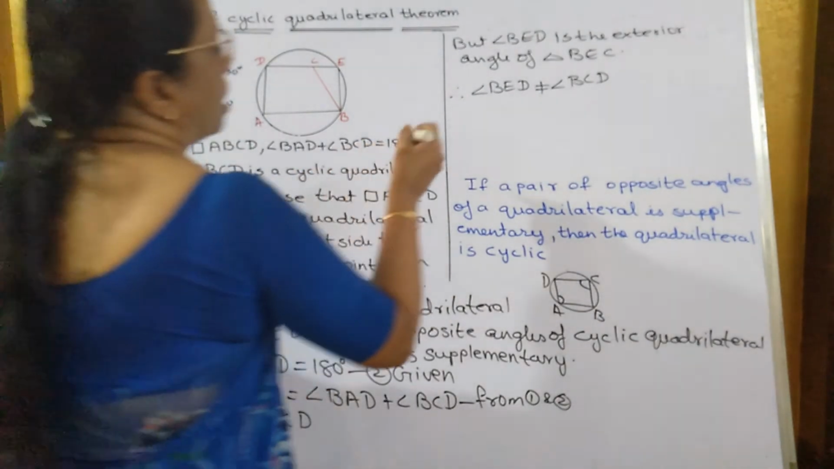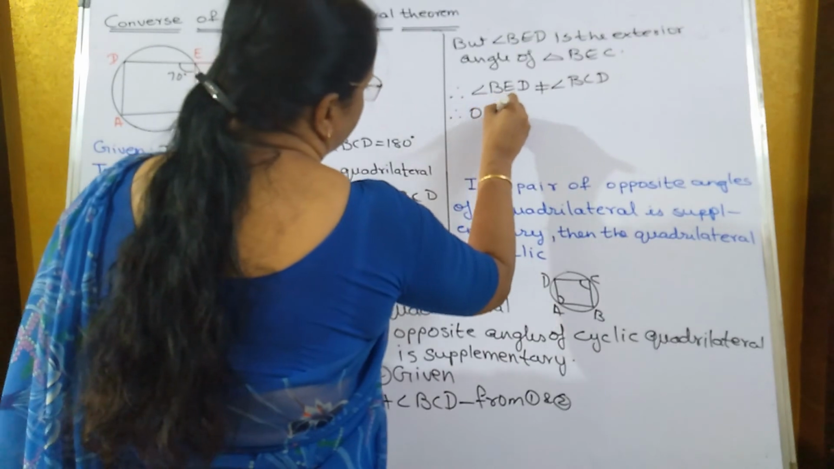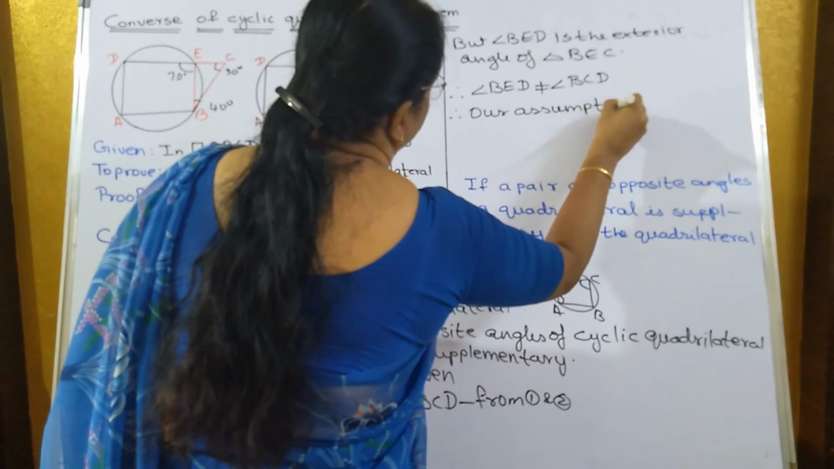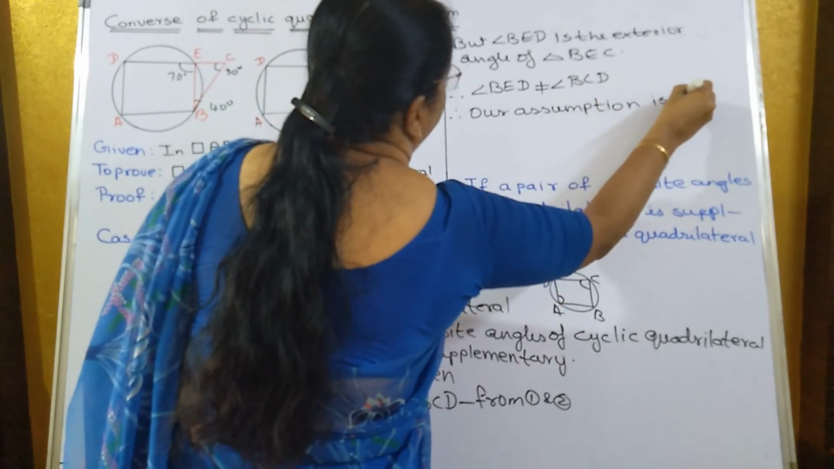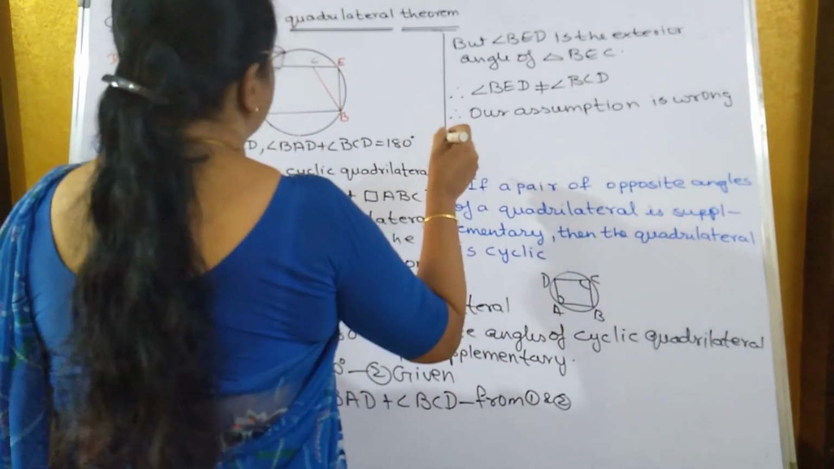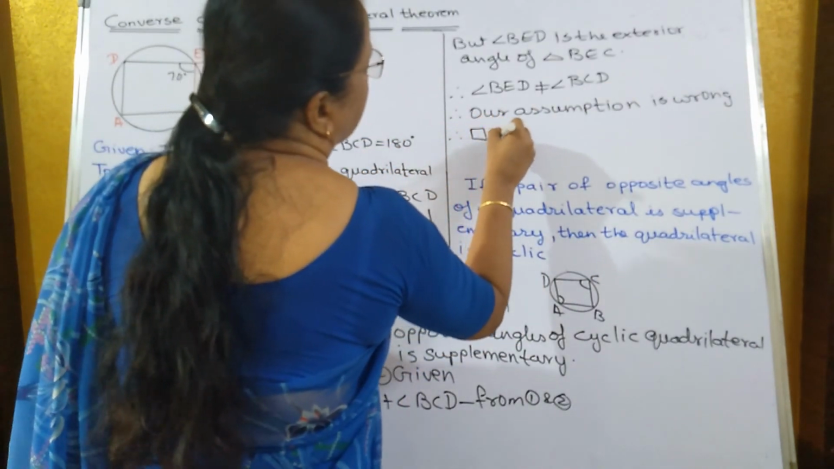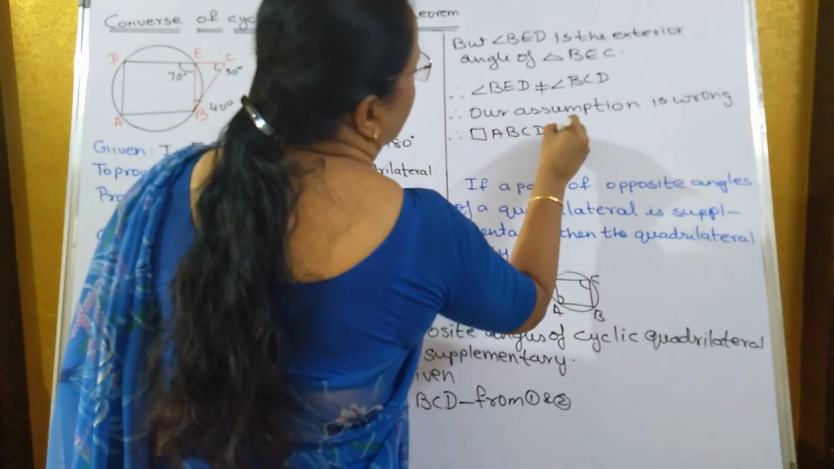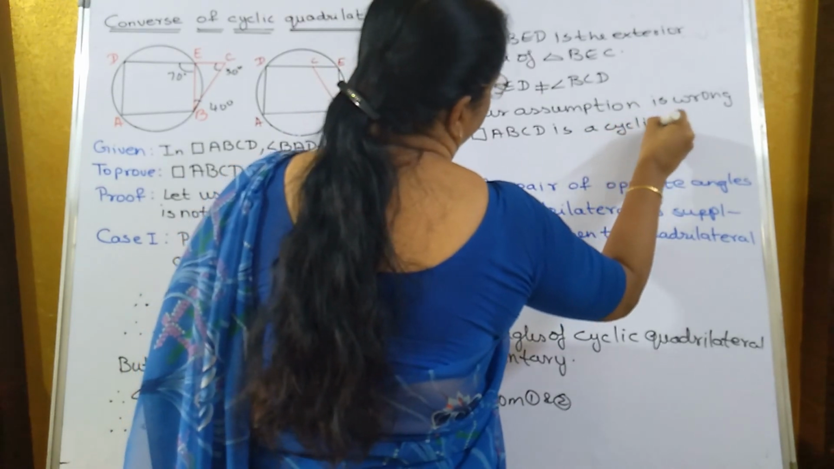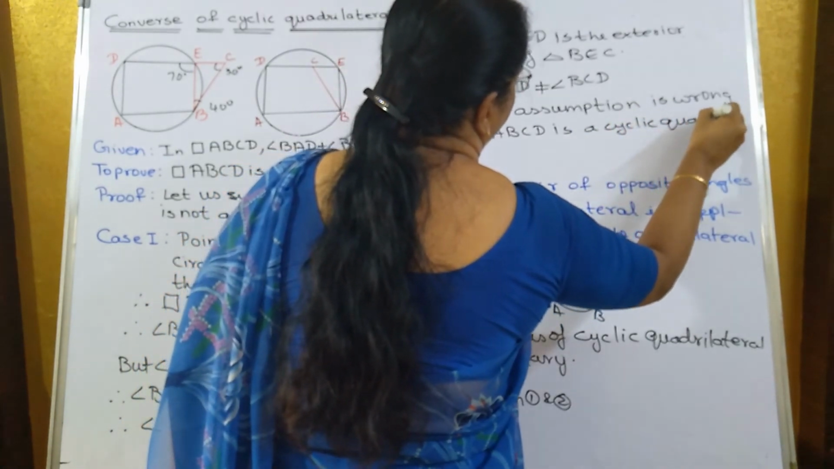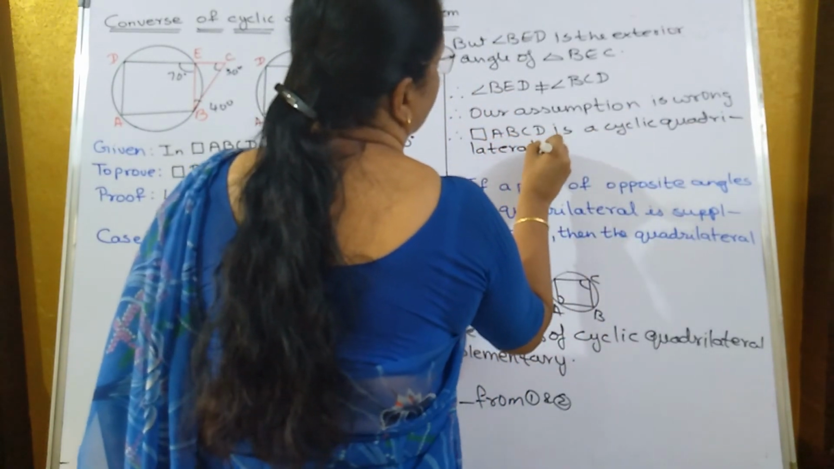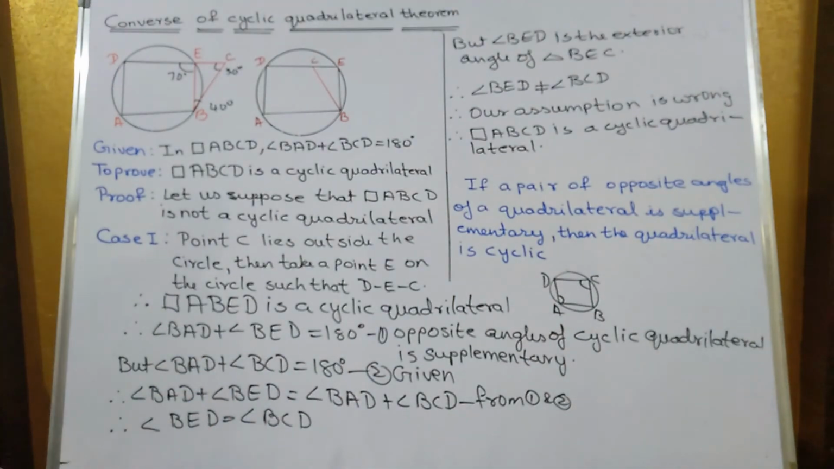Therefore our assumption is wrong. Therefore, quadrilateral ABCD is a cyclic quadrilateral.